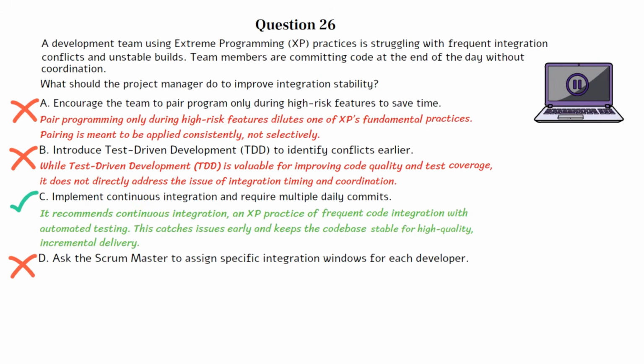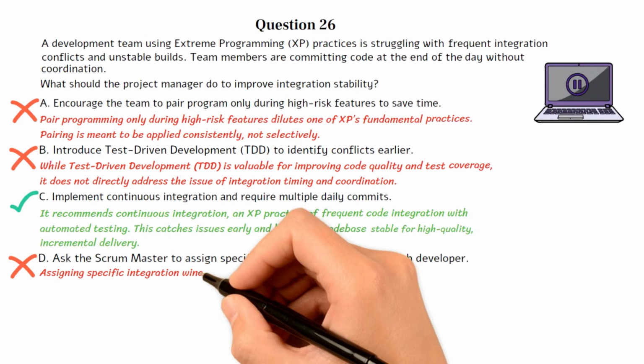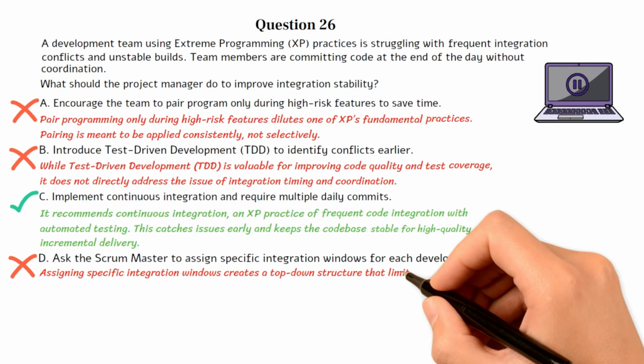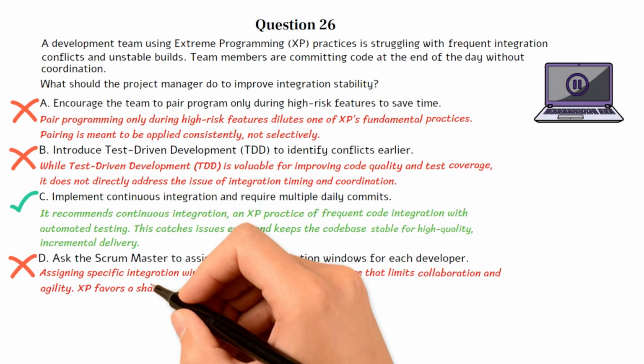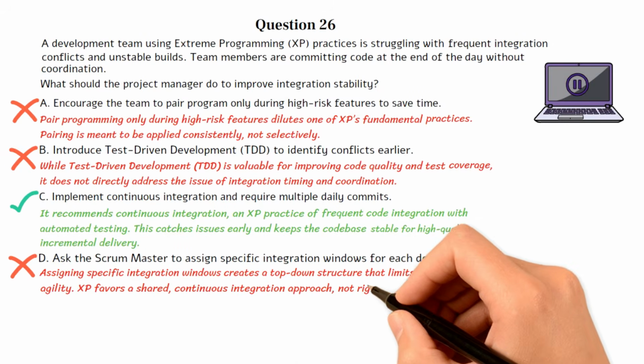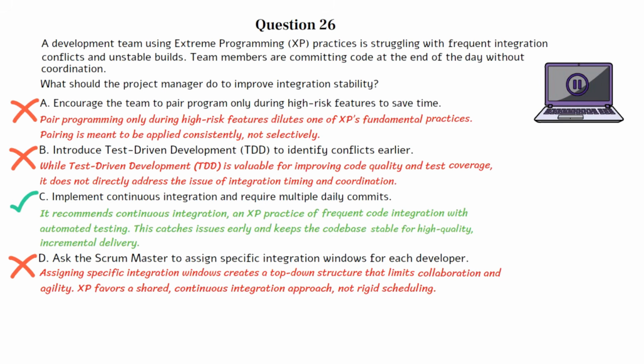Choice D is incorrect. Assigning specific integration windows creates a top-down structure that limits collaboration and agility. XP favors a shared, continuous integration approach, not rigid scheduling. Let's move on to the next question if you're ready.